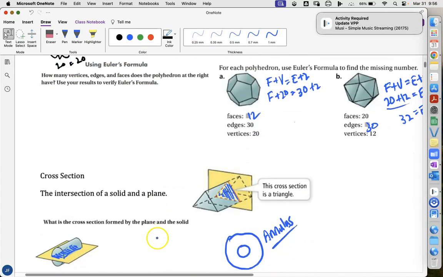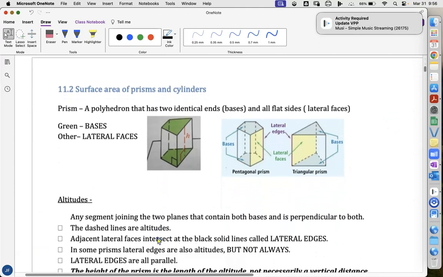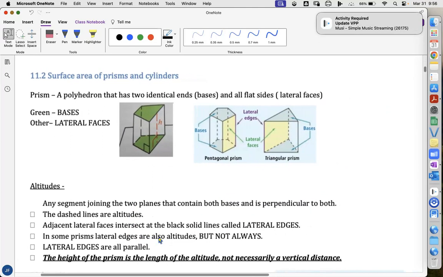Next video, we will get into 11.2, surface area of prisms and cylinders. The handout that you currently have is going to take all of Chapter 11, so you're not going to get any more handouts. Keep that. Continue to work through it. When we get to Chapter 12 and start talking about circles in a little more detail, there'll be a separate handout for that.